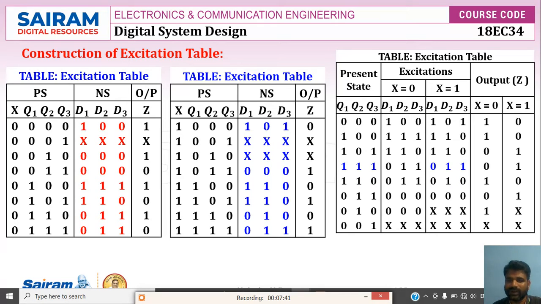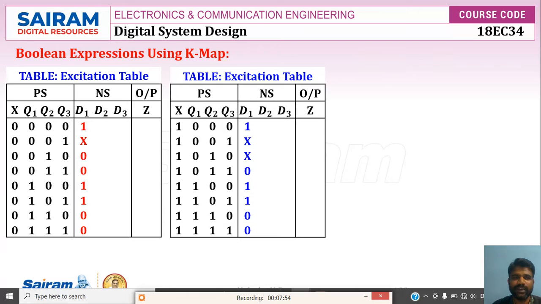Now it is in order. So it is easy to do the entries into the K-map to obtain the expression for D1, D2, D3. Clear now? So using this, retain only the D1 column to obtain the expression for D1.